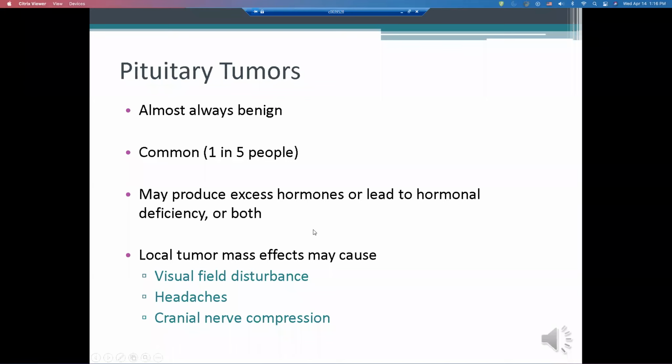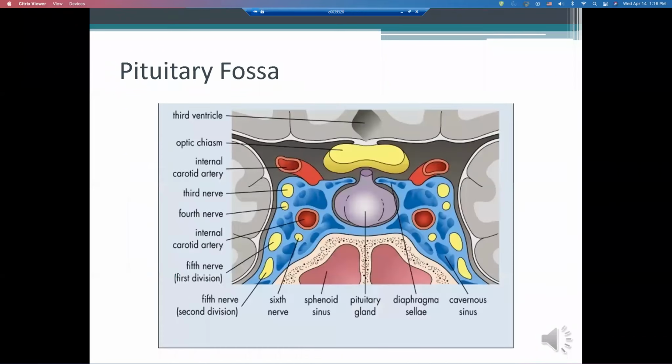What we care about besides hormonal function or loss of hormonal function is local effects, like visual field disturbance when the tumor compresses the optic chiasm. Some tumors can cause headaches because of the size, and cranial nerve compression can also be a problem because of big tumors. So that's the coronal view of the pituitary.